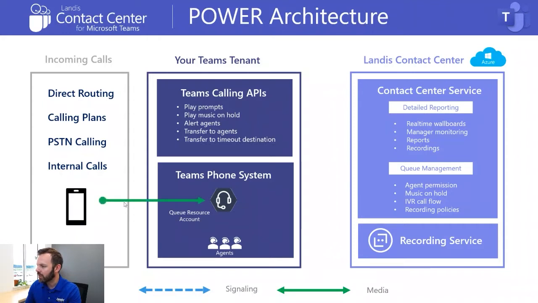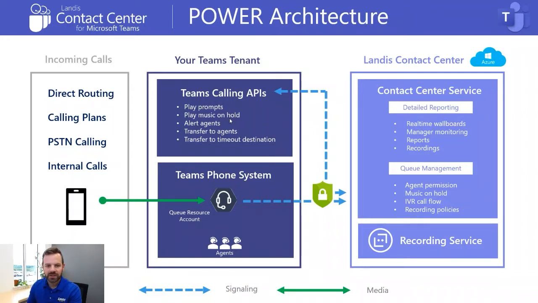So as calls come in, it doesn't matter what source they're coming from. It could be PSTN calling, direct routing, Microsoft calling plans. Doesn't matter to us how those calls are coming into your Teams environment. They come in, they're simply pointed towards that resource account. The resource account communicates with the contact center services here in Azure using instantaneous secure signaling.